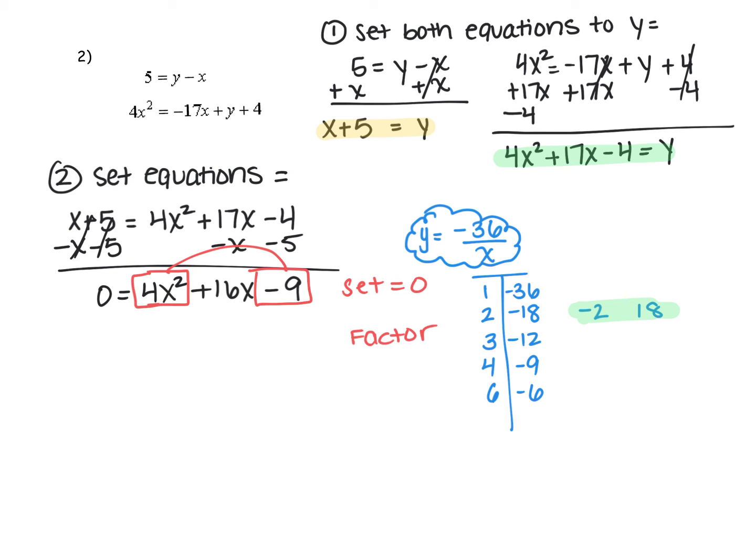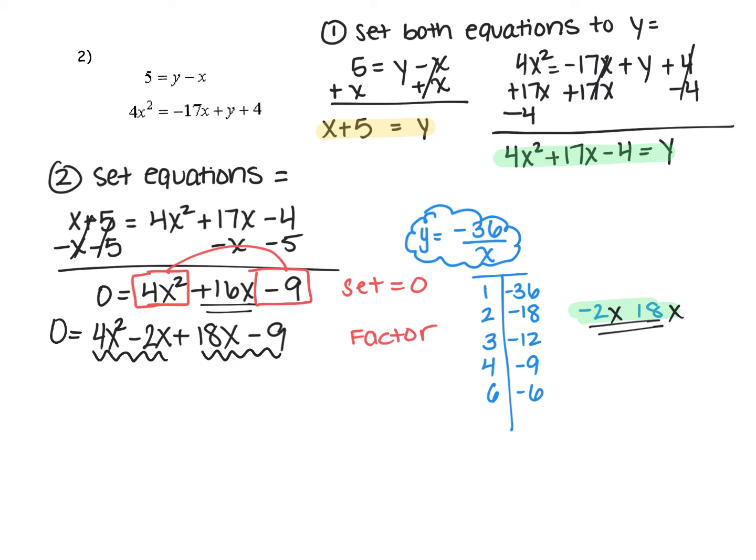Remember, we're splitting this middle value, 16x, so that it results in these two. We need an x and an x in order to make it 16x. So we've got 4x squared minus 2x plus 18x minus 9. You see how the negative 2 and the positive 18 will add to 16x. And we have this set equal to 0. Remember, when we have 4 terms, we factor by grouping. Group the first 2 terms, group the second 2 terms, and bring down the sign in the middle.